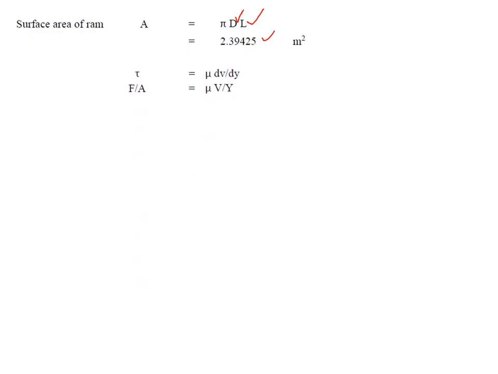Now using shear stress equals mu dou v by dou y, by the linear relationship dou v by dou y can be written as v by y. Shear stress is force divided by area, so velocity can be calculated. Therefore v is f into y divided by a into mu. So velocity is 0.156 meter per second.